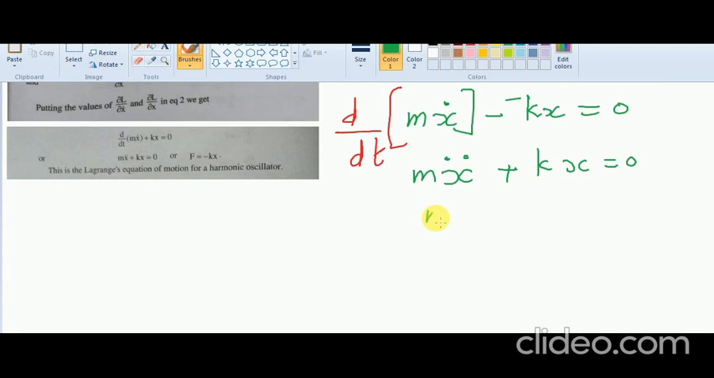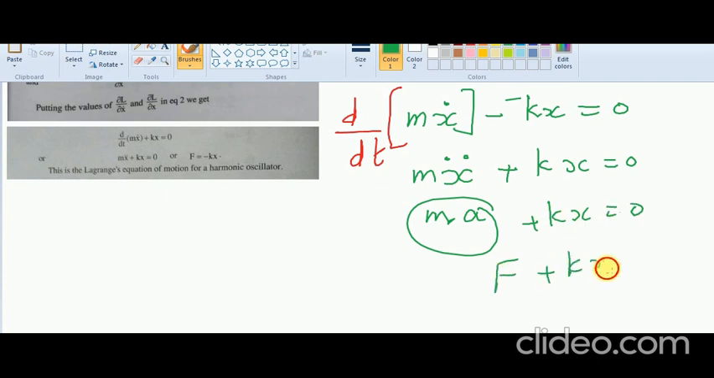What is m x double dot? It is like m a, because x dot is velocity and one more differential means it is acceleration, plus k x equal to 0. Or you can say it is F plus k x equal to 0, or F equal to minus k x. This is the force law for an oscillator, a force law for the movement of a spring, also known as Hooke's law. So we derived the expression for force or acceleration for a harmonic oscillator using Lagrange's formulation.